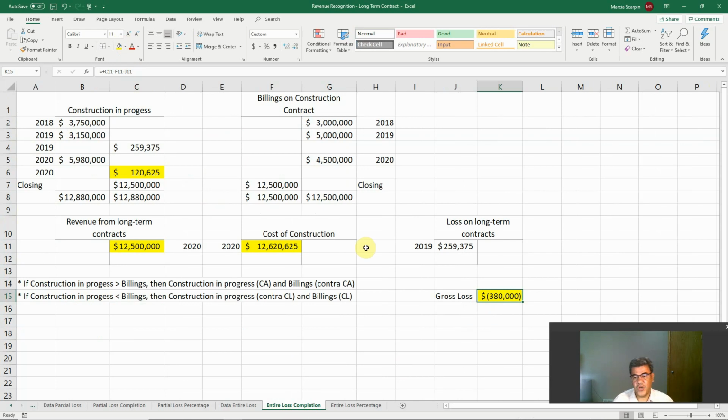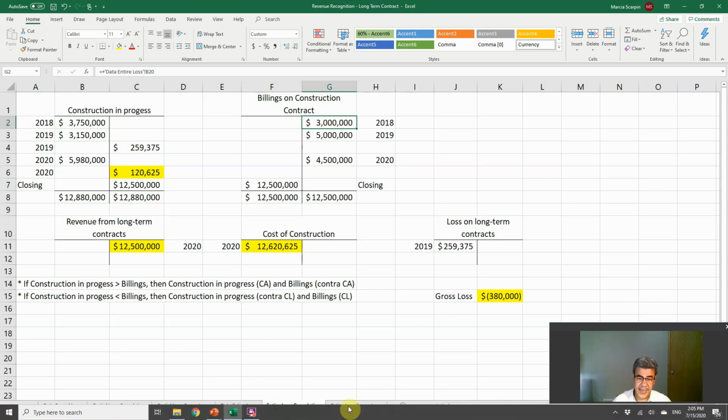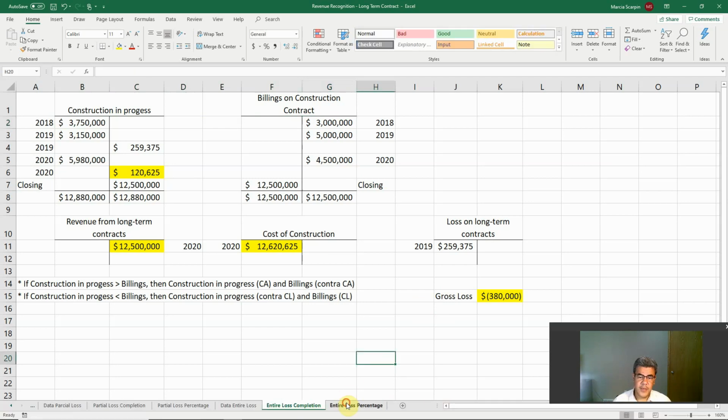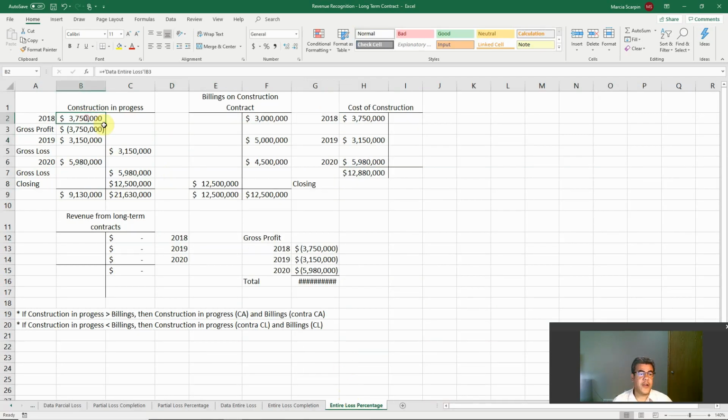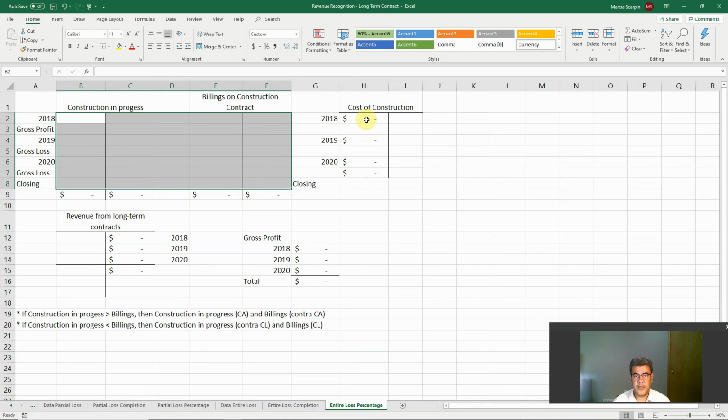However, this is not so good info because we don't have gains and losses every year. We don't have the info in 2018 when we were profitable. We have only the losses. Another way to do that is when we record it upon completion. And then let's delete it here, and then let's go.